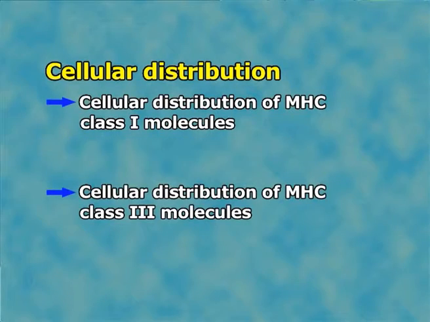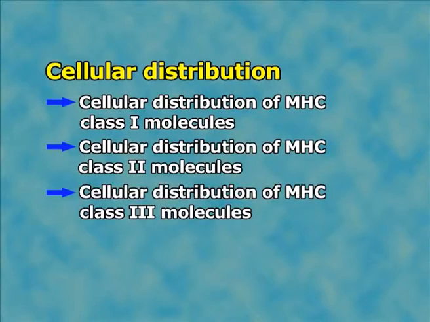MHC molecules altogether. Cellular distribution of MHC class 2 molecules. Class 2 molecules are expressed constitutively only by antigen presenting cells, that is APC, for example macrophages, dendritic cells and B cells. Thymic epithelial cells or some other cell types can be induced to function as APC and then express class 2 molecules under certain conditions.